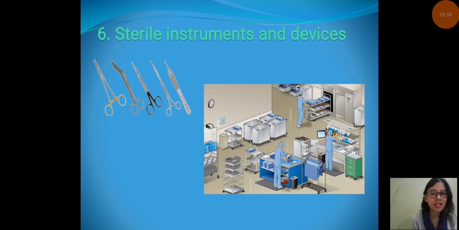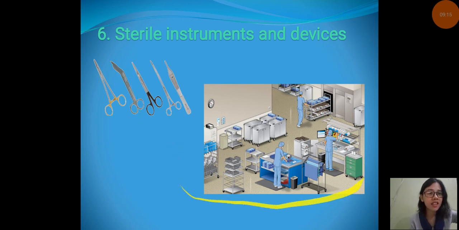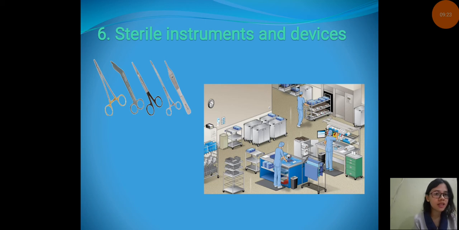facilities. So, as you can see on the screen, on the left side, these are examples of equipment or instruments that need to be sterilized, and on the right side you can see the process of sterilization of the instruments and some devices.